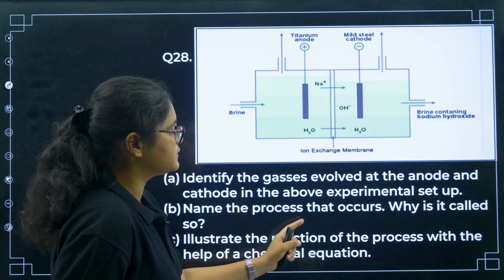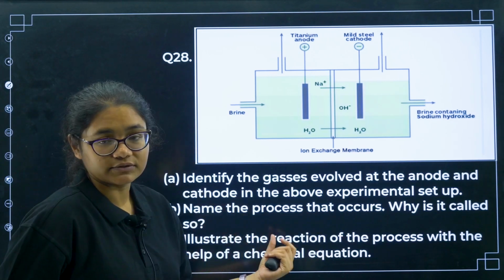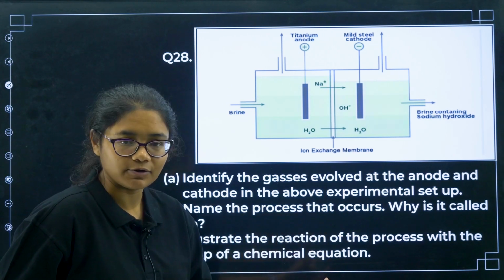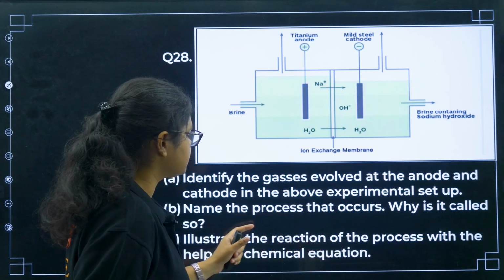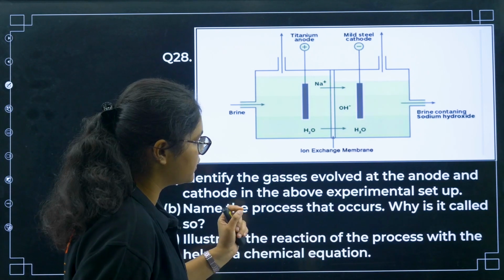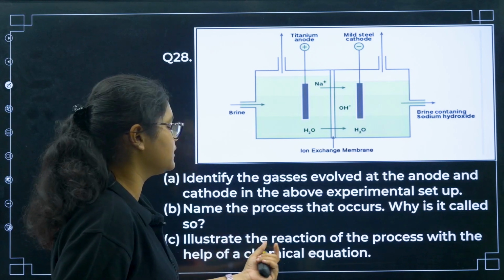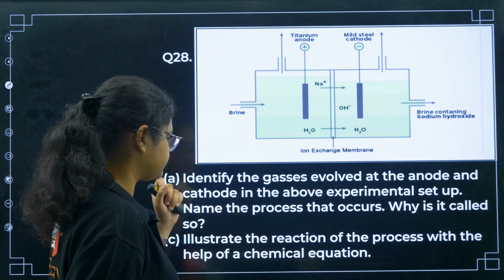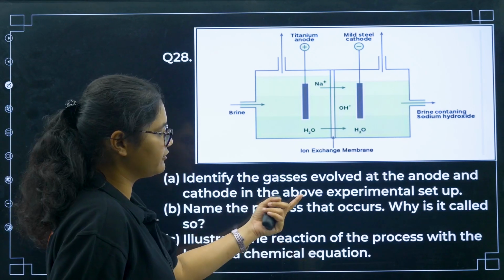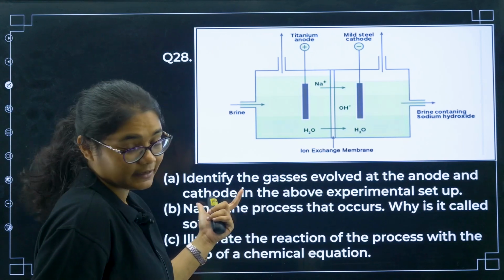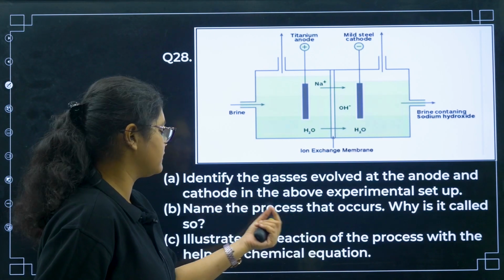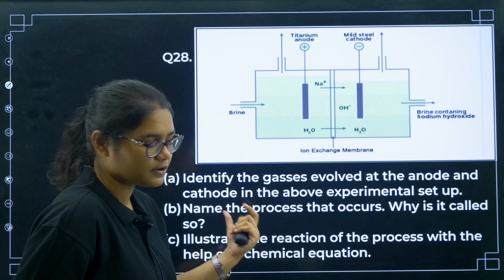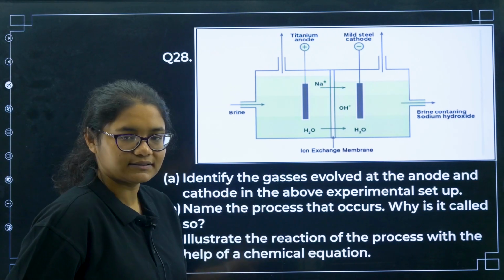Right? Name the process that occurs and why is it called so. This process is called the chlor-alkali process because of the products formed, chlorine and alkali. Next, illustrate the reaction of the process with the help of a chemical equation. Okay. So this carries half a mark. Identify the gases at anode and cathode, half of 1 mark. Then name the process that occurs and why is it called so, again half of 1 mark, so 2 marks, and here the reaction carries 1 mark.